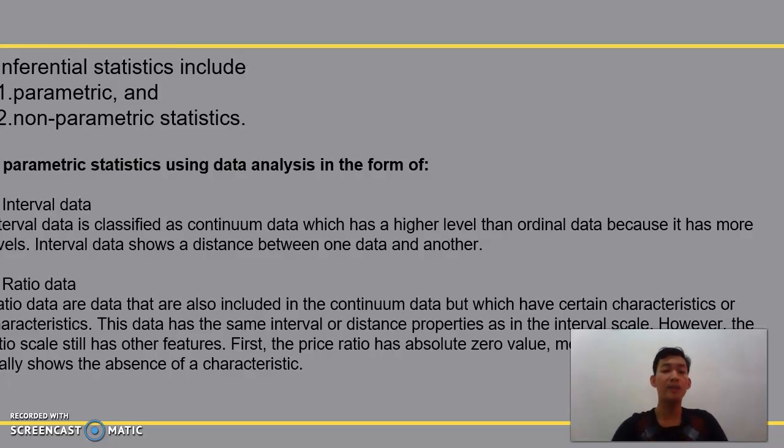Interval data shows the distance between one data point and another. And the second one is ratio data. Ratio data is also included in the continuum data but has certain characteristics. What are the differences between interval and ratio? Ratio data has the same distance properties as the interval scale. However, the ratio scale still has other features. First, the ratio scale has an absolute zero value.